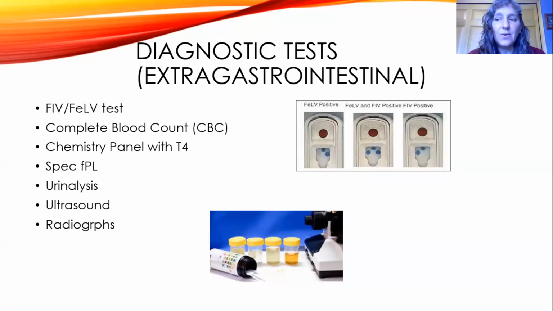After that, every chronic case and every acute case that does not respond to symptomatic treatment should have a CBC and a chemistry panel with added T4 and a urinalysis. For suspected pancreatitis, a feline pancreas-specific lipase, that's Spec fPL, can be added. Beyond these tests, an ultrasound or radiographs may be necessary.